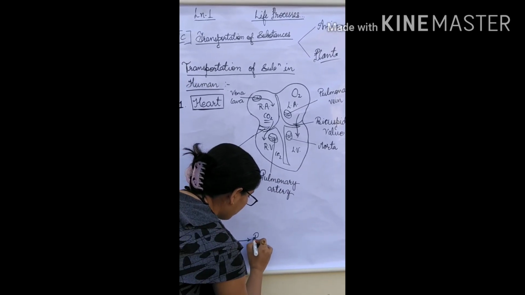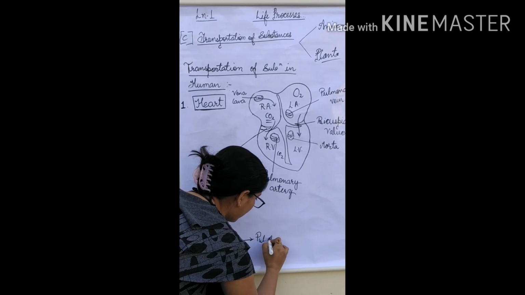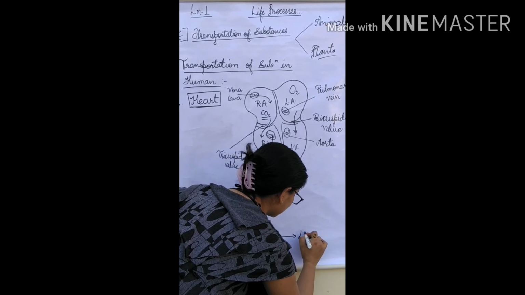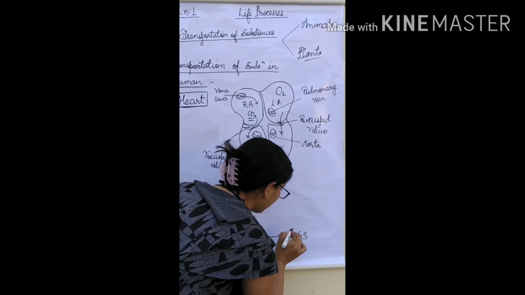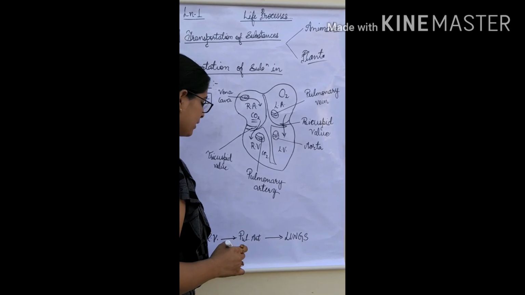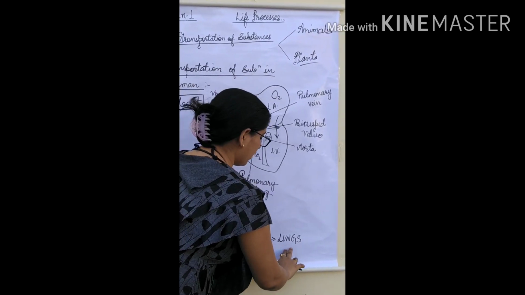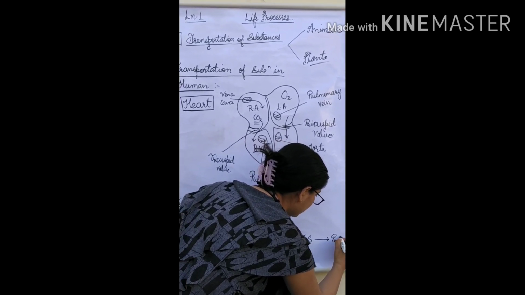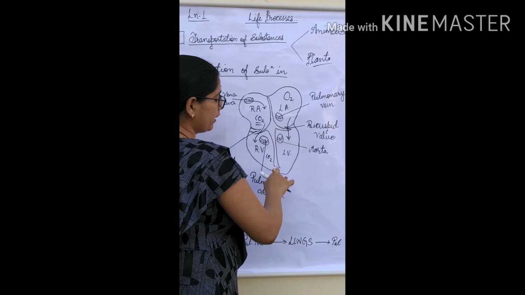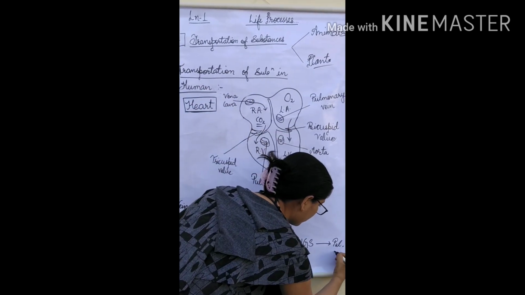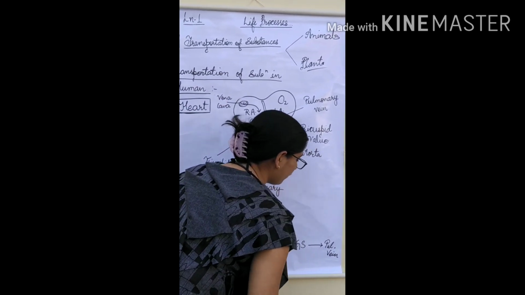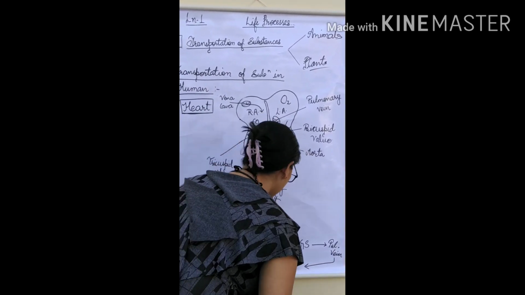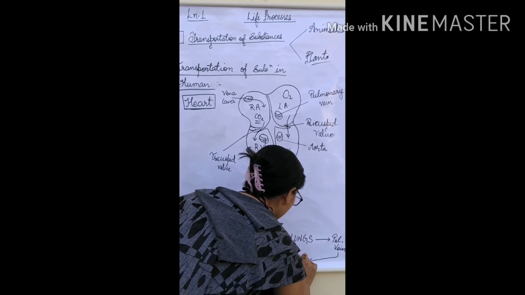So I am writing here pulmonary artery, which carries the blood to the lungs, the next main organ for this process. From the lungs, the gaseous exchange occurs and the blood comes back to the heart in the left atrium through the pulmonary vein. So the pulmonary vein carries the blood back to the heart in the chamber left atrium.